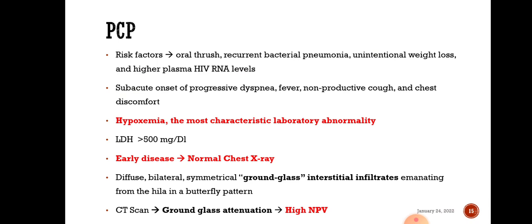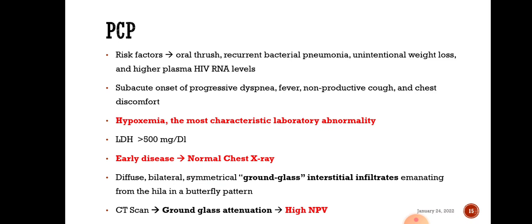So when should we be suspecting PCP? Whenever a patient has oral thrush, unintentional weight loss and high HIV RNA levels, then you will always have to look for PCP. It usually has a subacute onset with progressive dyspnea, fever, non-productive cough and chest discomfort. And one feature which is very predominant is hypoxemia.